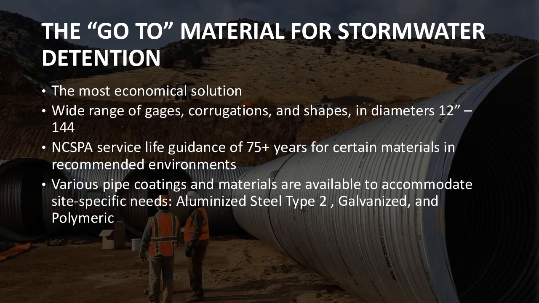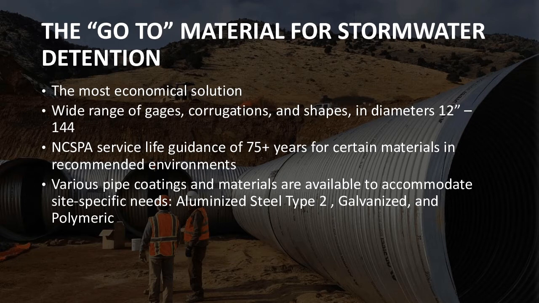So in many cases, corrugated steel pipe can be the go-to material for underground detention, primarily because of the economics associated with corrugated steel pipe detention systems. First of all, corrugated steel pipe has a wide range of sizes available, with diameters anywhere from 12 inches up to 144 inches. This allows you to maximize the amount of vertical space you have for storage within your site, and the volume that can be stored as you get into larger and larger diameters plays into a lot of the economics that corrugated steel pipe has to offer.